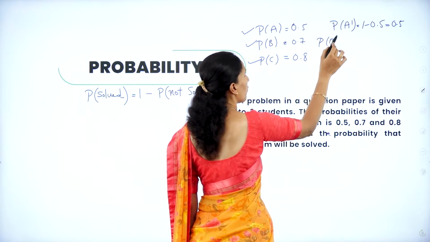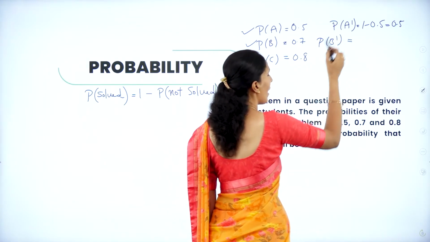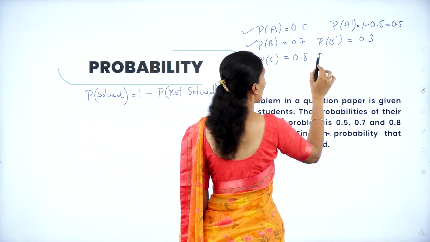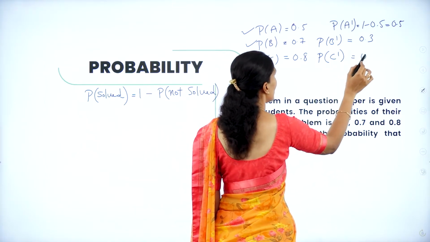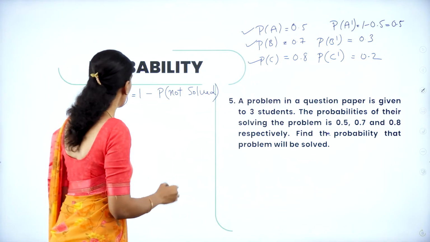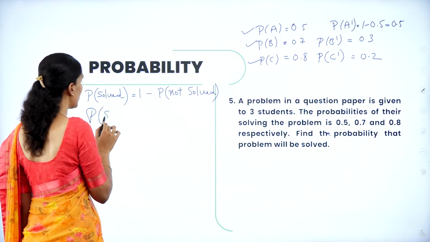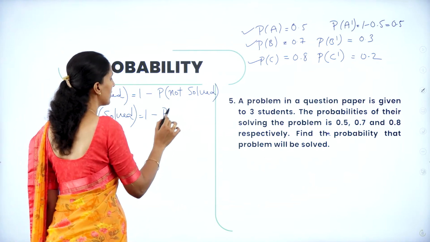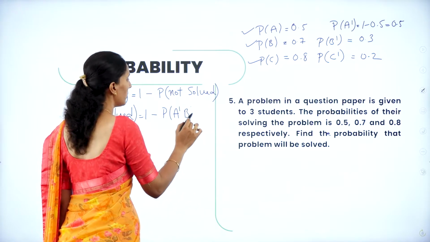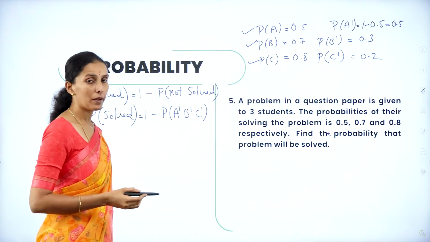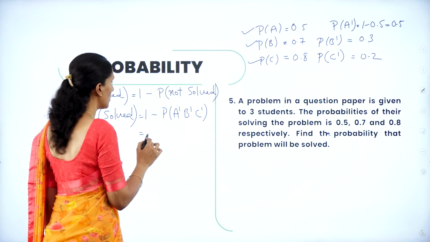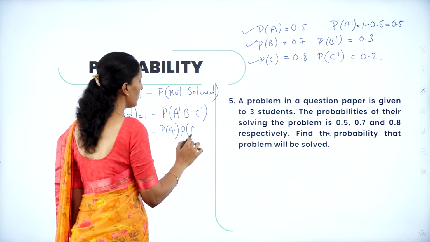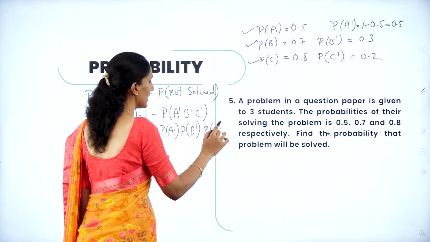Similarly, what is P of B dash? I'll write directly: 1 minus 0.7 is 0.3. Similarly, P of C dash is 0.2. So therefore, the probability that the problem is solved can be written as 1 minus P of A dash, B dash, C dash. None of them have solved, we must take it as. So 1 minus P of A dash, P of B dash, P of C dash.